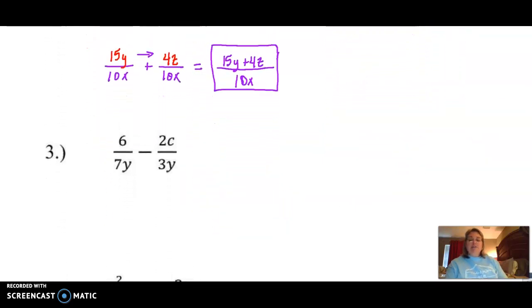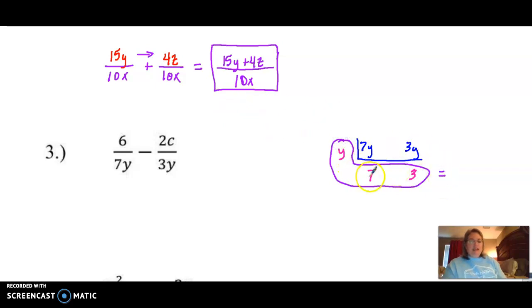So another one to practice similar to that. Again, do your LCM the same way. 7y and 3y. So we're going to be dividing. Common factor of those is going to be y. Y goes into 7y 7 times. Y goes into 3y 3 times. LCM, when I multiply these together, y times 7 times 3 gives me 21y. So if I make that my common denominator, 21y.